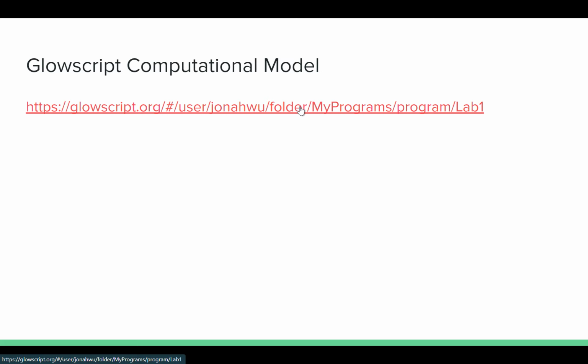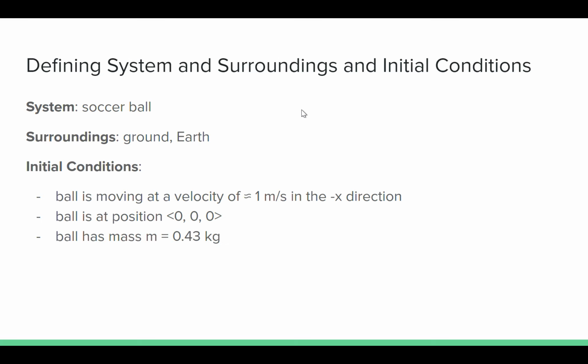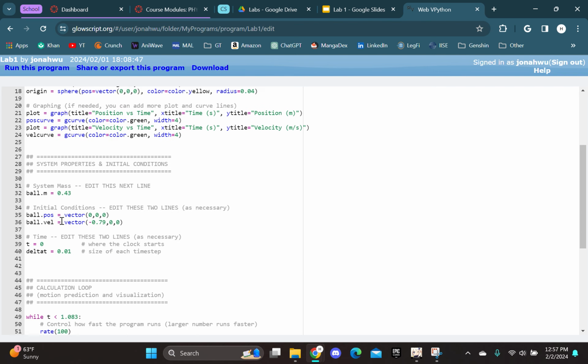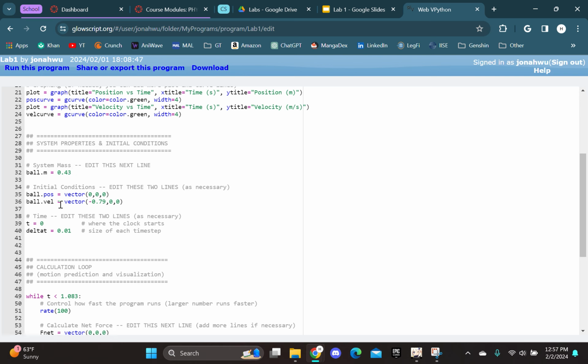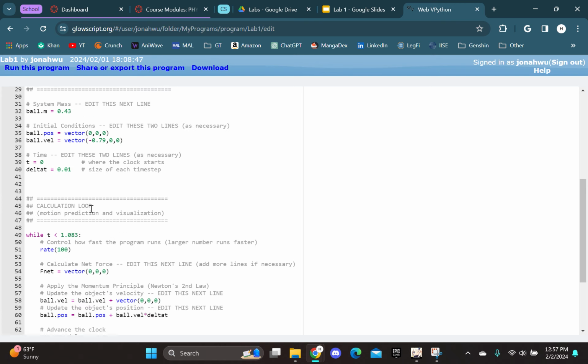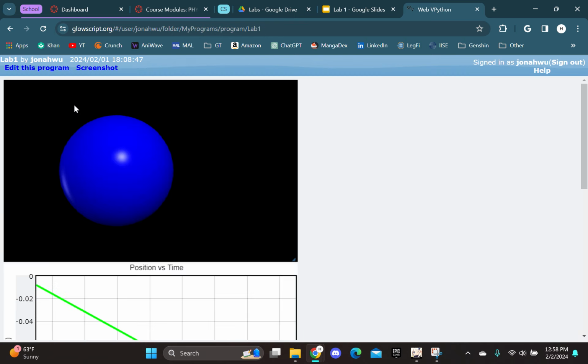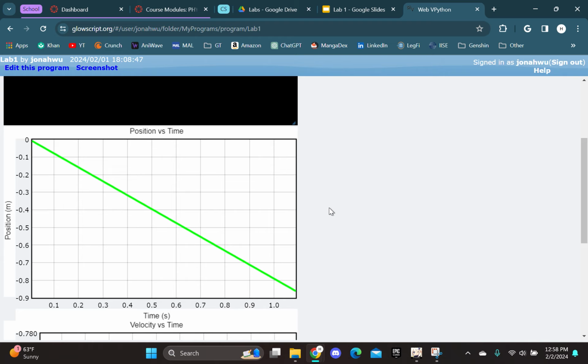And here is the GlowScript computational model that I compared this experiment to. As you can see, we initialized the ball with mass 0.43 kilograms and the initial velocity as this vector, which was obtained by measuring two time points in the tracker model. Here are the results of the computational model.